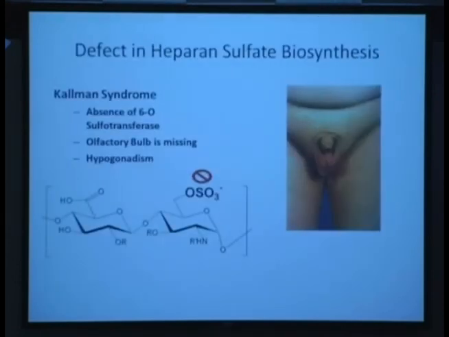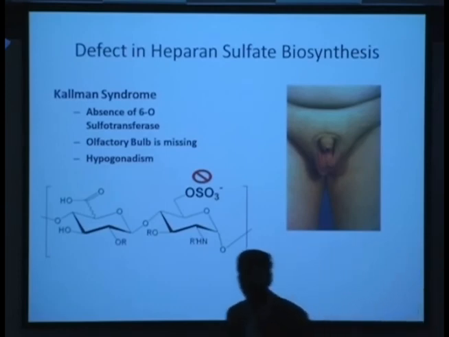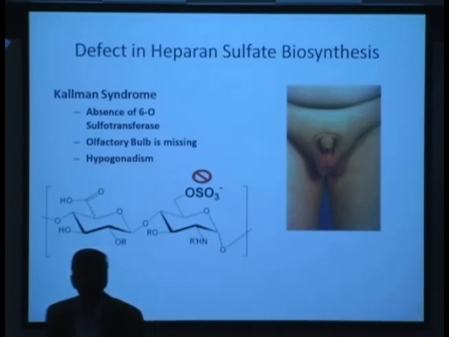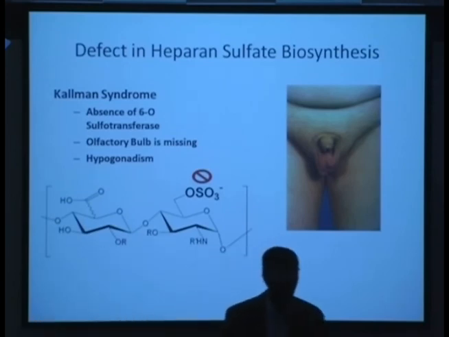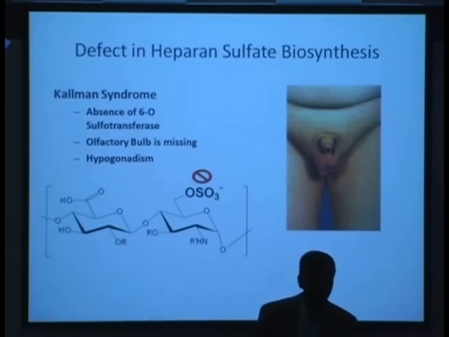Also in humans, it has been shown by a syndrome called Kallmann syndrome. There's 6-O-sulfotransferase, which does the 6-sulfation of the glucosamine residue. When this enzyme is absent, two things happen. There is hypogonadism, sexual organs not well developed, and also these people are missing the olfactory bulb. That means that they cannot smell at all.